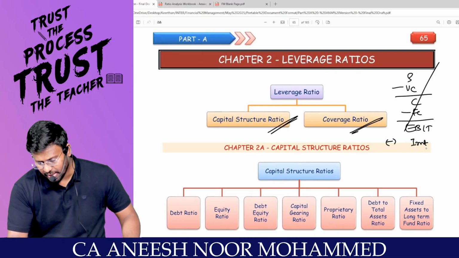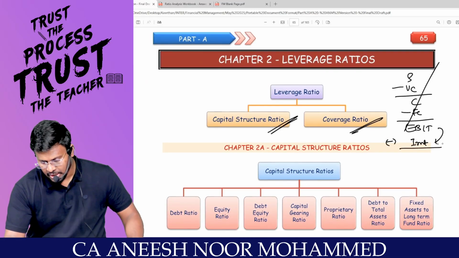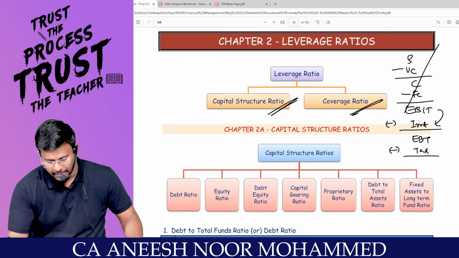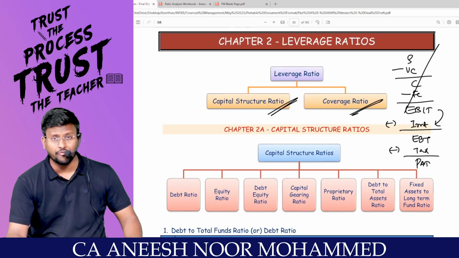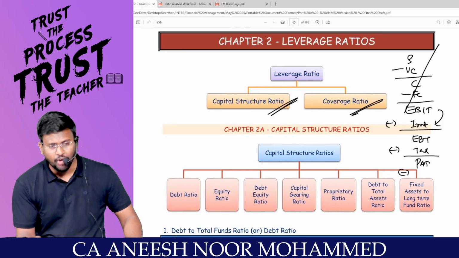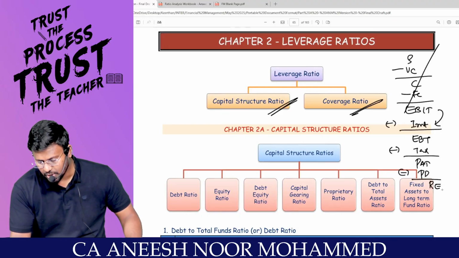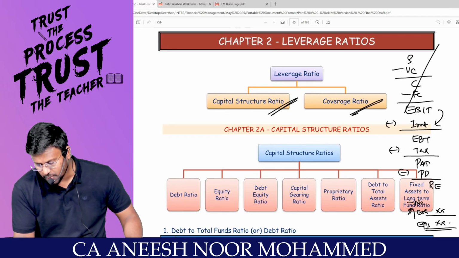From the EBIT, I have to pay the interest. Sir, from EBIT minus interest, I will get the EBT. From the EBT, I will pay the tax. Then I will get the PAT, profit after tax. From the profit after tax, if I reduce the preference dividend, I will get the residual earnings. Divided by number of equity shares, I will get the EPS, which is earnings per share.